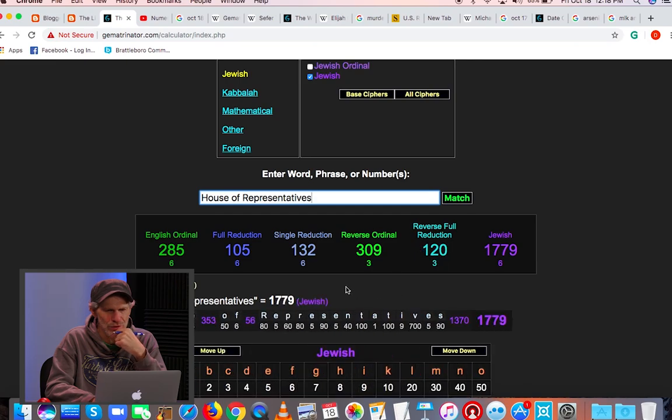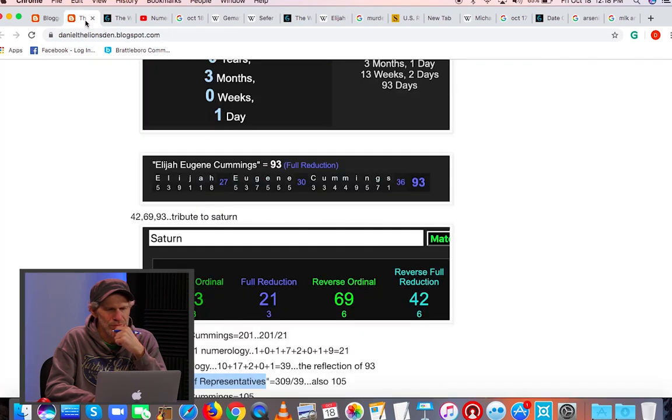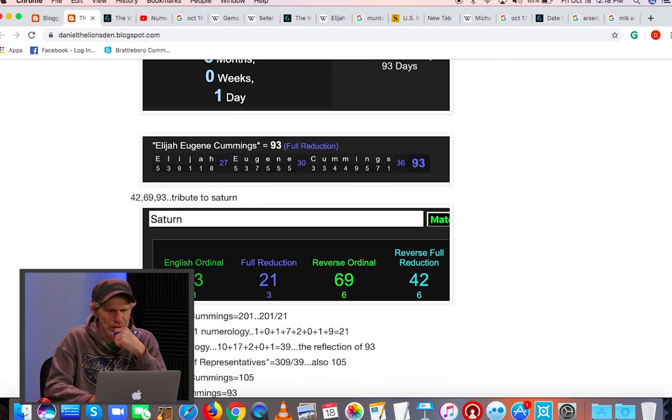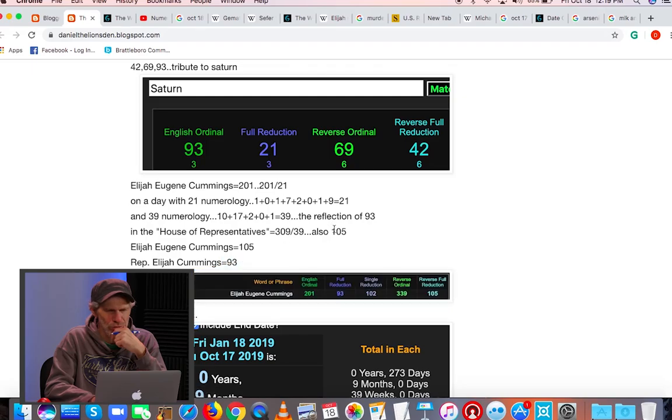See the 120 as well. 105 is important, House of Representatives. He was a member of the House of Representatives. Also 105, Elijah Eugene Cummings 105 as well. Also, if you just write out Rep. Elijah Cummings like the article says, it equals 93.